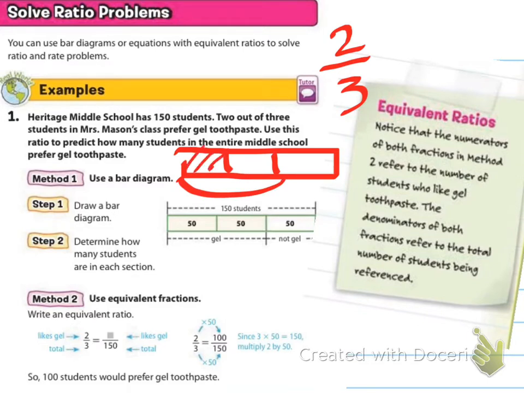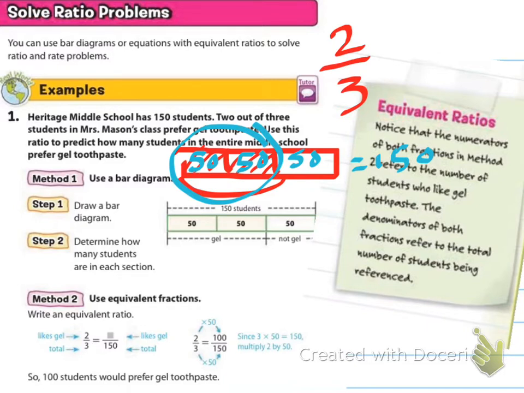And to be able to figure out how many that makes in those 2 sections, we need to take the 150 and we need to divvy it up into those 3 boxes. So it would be 50 students here, 50 students here, and 50 students here. That makes 150 total students, of which 100 of them would like gel toothpaste. That's really interesting, right? The second method is that you could use equivalent fractions.